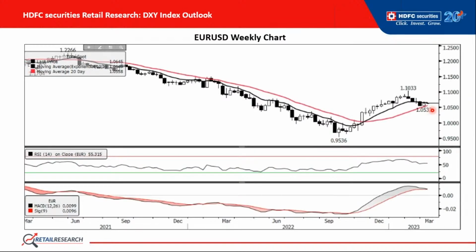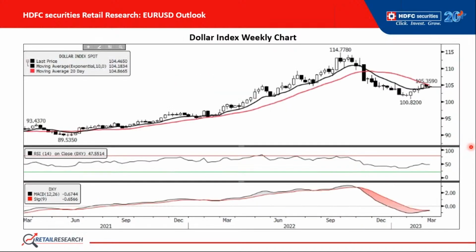Again, on the euro side, the reverse has been seen. The 20-week moving average is acting as a strong support, and we have seen some kind of a bounce. So as long as 101.05 holds, there are higher chances that we can see a positive trend in the euro. In the same way, on the dollar index side, as long as it trades below 105.50, there is a negative trend.